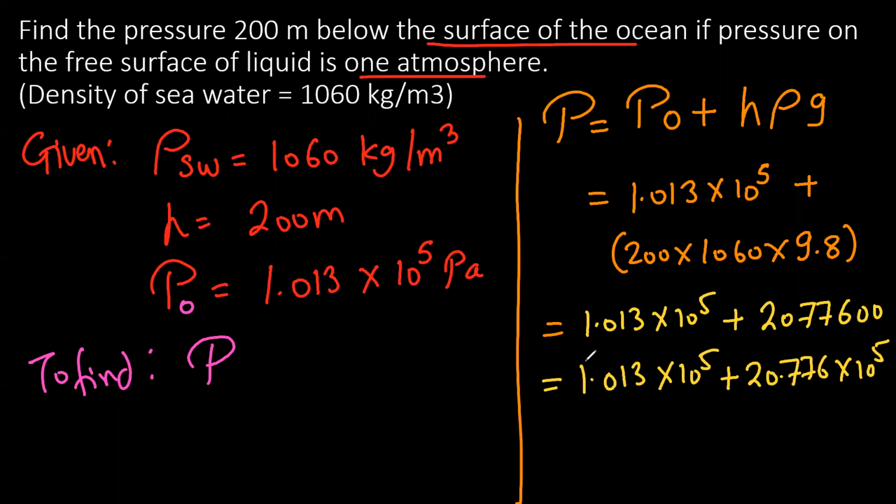So let's do the addition. 20.776 and 1.013, if you add them, it is 21.789 into 10 raised to 5. And what is the unit? It's pascal only. You can write pascal as Newton per meter square also. So if you go 200 meter below the ocean, the pressure is 21.789 into 10 raised to 5 pascal. We can also write it in terms of Newton per meter square. Both are correct.